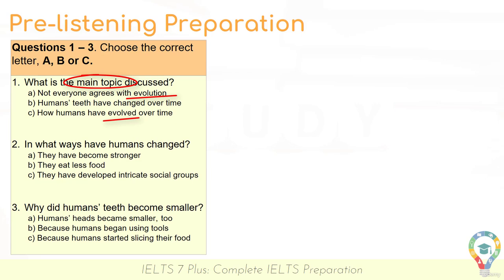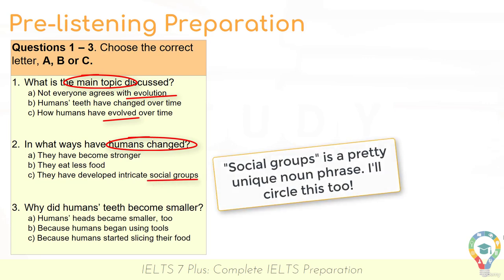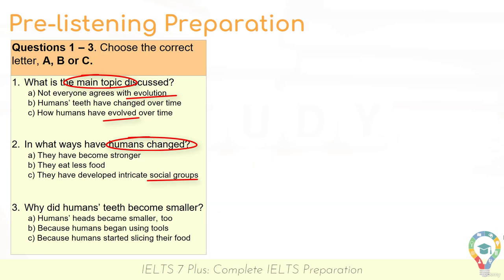You can see how I'm preparing to listen to the audio. Question number 2. In what ways have humans changed? Here, I'll circle the phrase humans changed, as I can then listen out for any information about how humans have changed and evolved over time. Question number 3. Why did humans' teeth become smaller? I'll circle the phrase teeth become smaller.